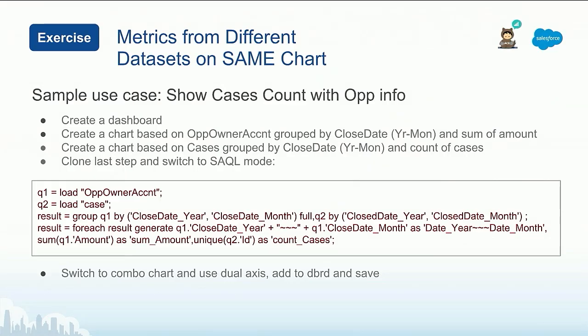So this exercise, for example, takes the cases count with opportunity info. And we know those two data sets are different grains, two different data sets. We're trying to show, for example, here, the sum of amount by the close date of the opportunity, and projecting the count of cases on the same chart.